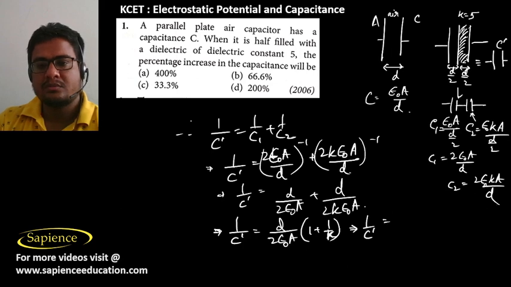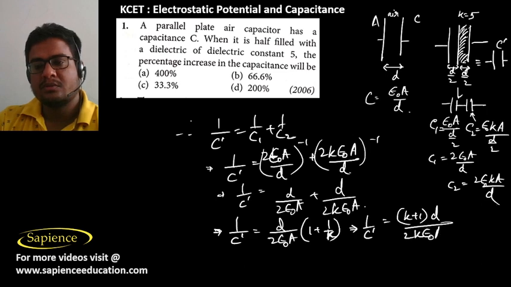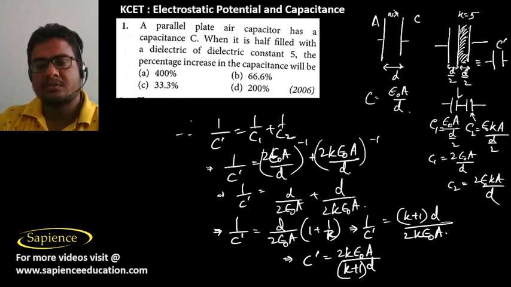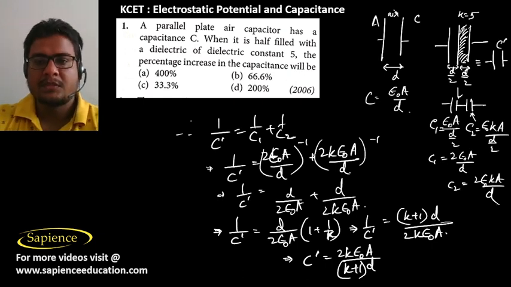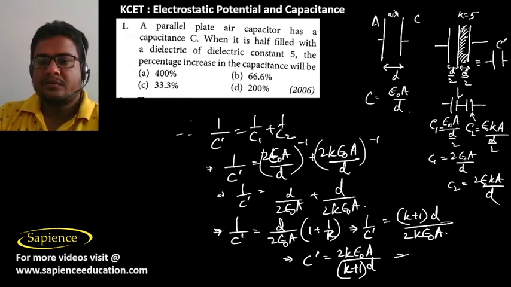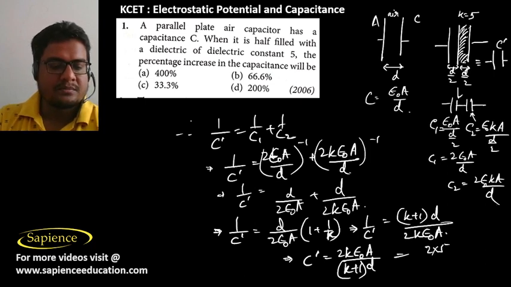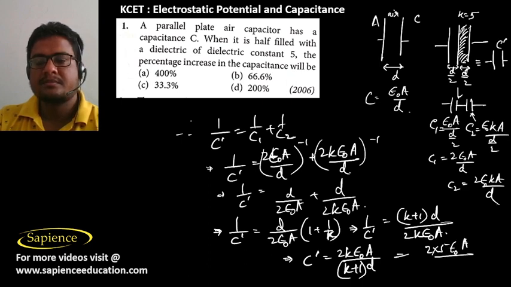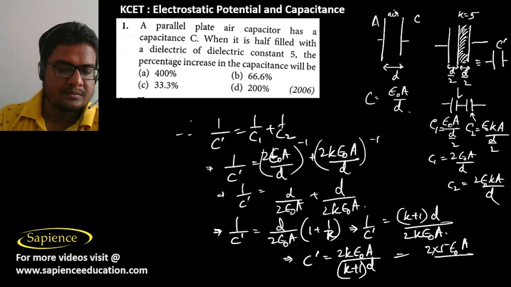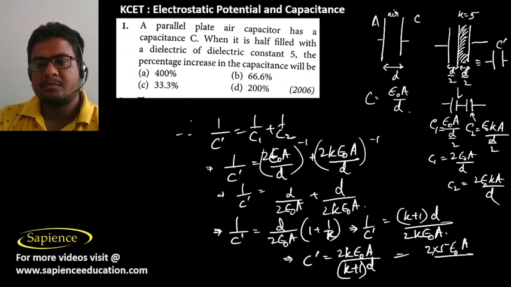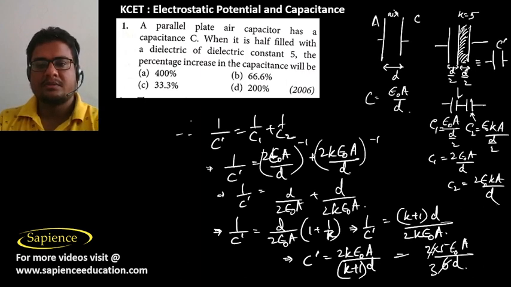C dash will be 2K epsilon naught A by D into K plus 1. So C dash will be 2K epsilon naught A by D into K plus 1. Here K is equal to 5. So therefore this will be 2 into 5 epsilon naught A by D into K plus 1, that is 6. This is 5 by 3 epsilon naught A by D.